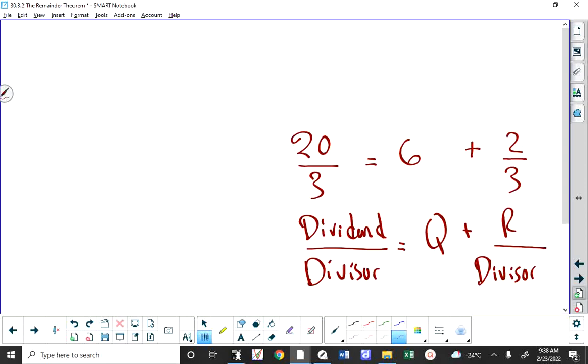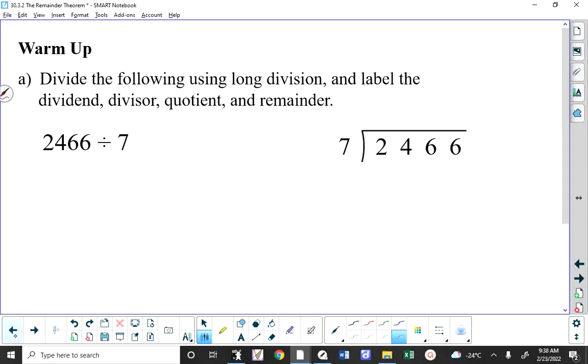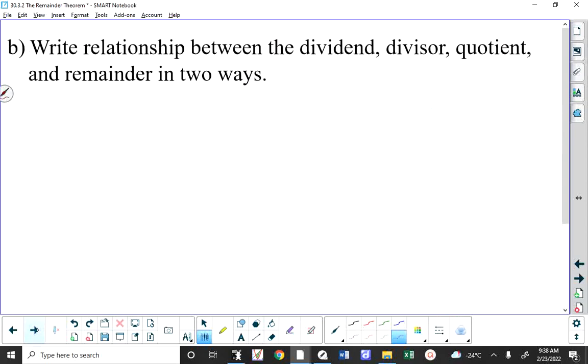We could try to make this a little more general at this point by recognizing that what we're going to be doing is dividing a polynomial by something, which is why I said to you, I don't really care about the word dividend. It's not that important. So, write the relationship between all of these things in two ways.